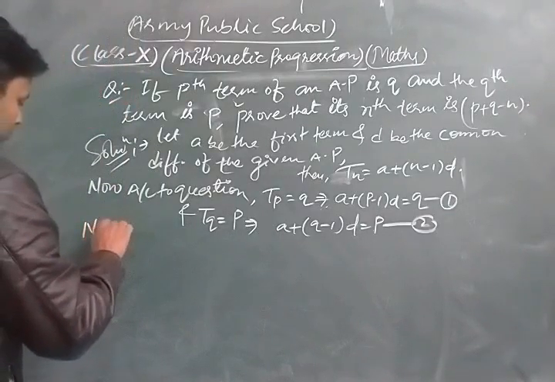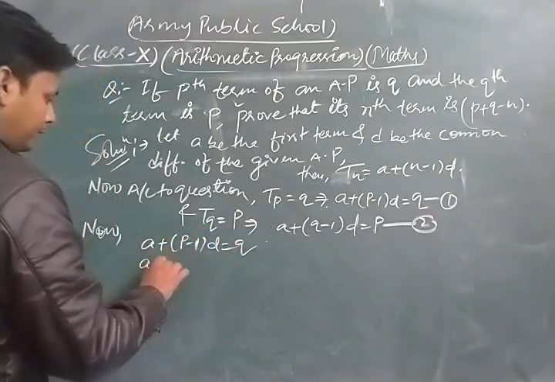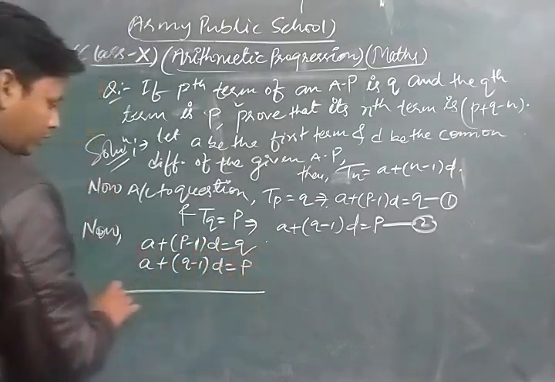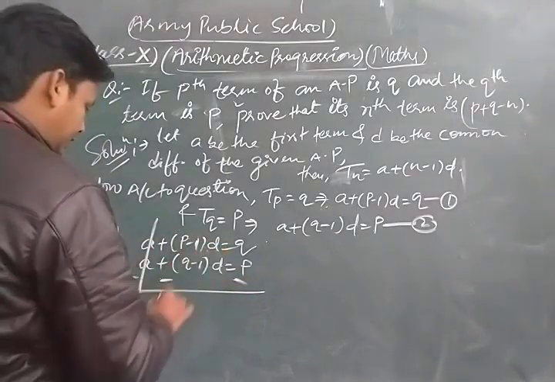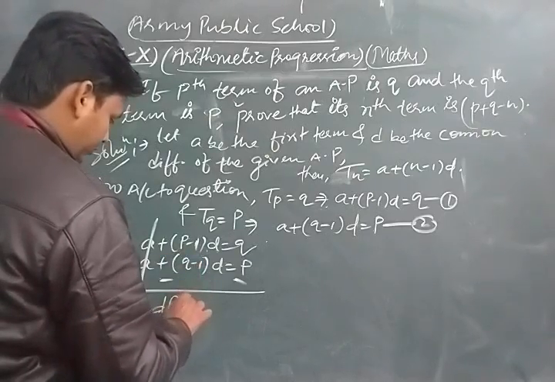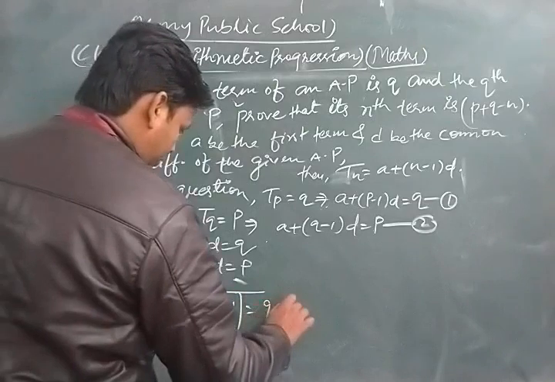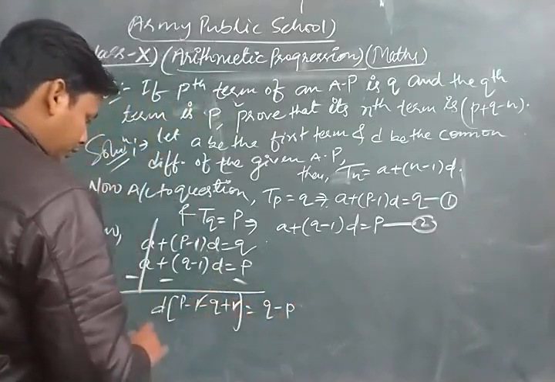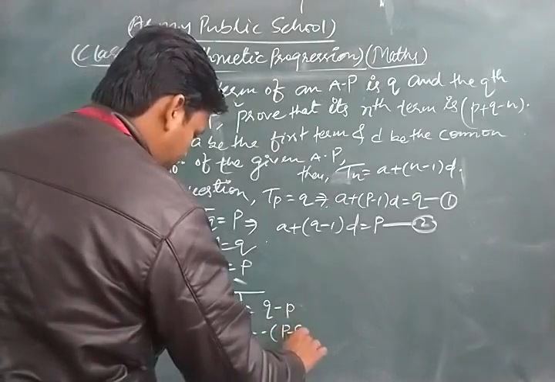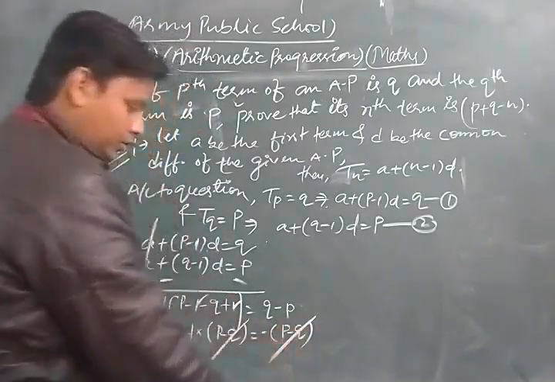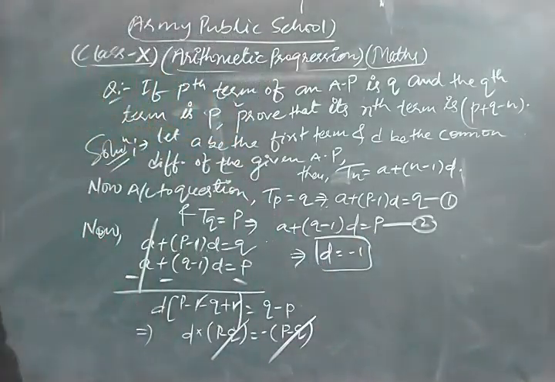Now simplify them: minus, minus, minus. A cancels, and D is common, so we get D into P minus 1, break the brackets, minus Q plus 1 is equal to Q minus P. The 1s cancel, so D into P minus Q, and on the right, taking minus common, we get minus into P minus Q. P minus Q cancels each other, and we get the value of D as minus 1.